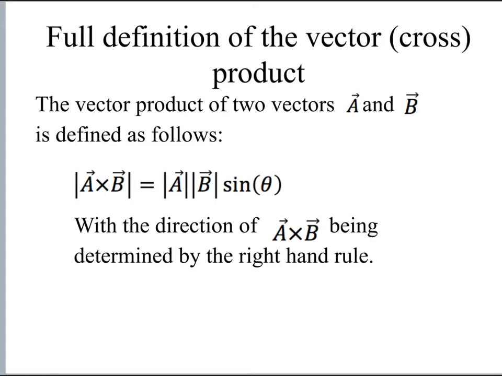So the vector product of two vectors A and B is defined such that the magnitude of A cross B is equal to the magnitude of A times the magnitude of B times the sine of the angle between them. And by the way, that's always the small angle. If these are my two vectors A and B, there's two possible angles. There's this big angle and then there's this small angle, and you always want to use the smaller angle of the two.